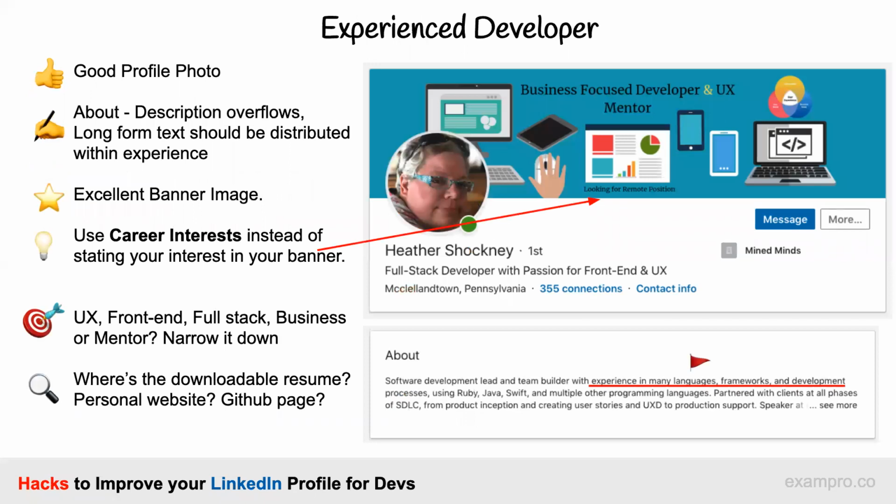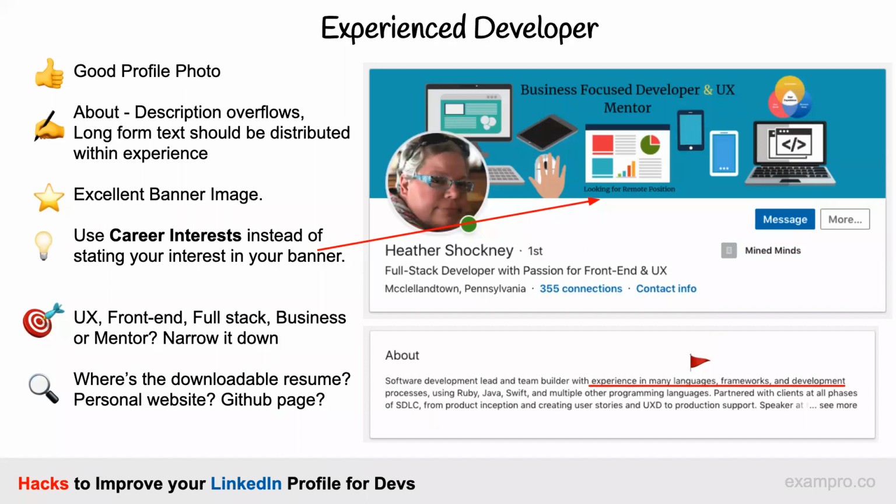So here's our third profile, our last profile for today. We have the profile photo is good. And so here we have a very long description. This is what I'm talking about that I suggest not to do. And the biggest thing I always say is don't say you do everything, because now we don't know what to hire you for. Okay, so we see many languages, frameworks, development processes, Ruby, Java, everything, right? And this is the big problem, is that if you're 10, 12 years in your career, everybody says, well, I do everything, but you just have to narrow it down because it's just too confusing.